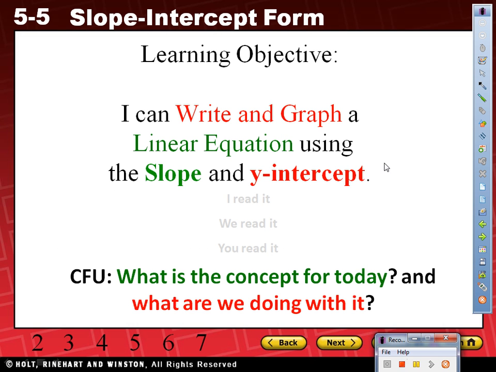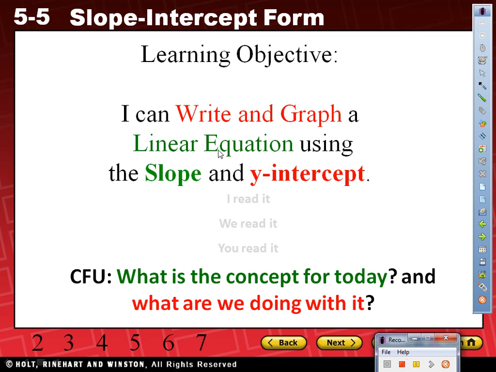Our objective for today: I can write and graph a linear equation using slope and y-intercept. Let's read together. 1, 2, 3. I can write and graph a linear equation using the slope and y-intercept.